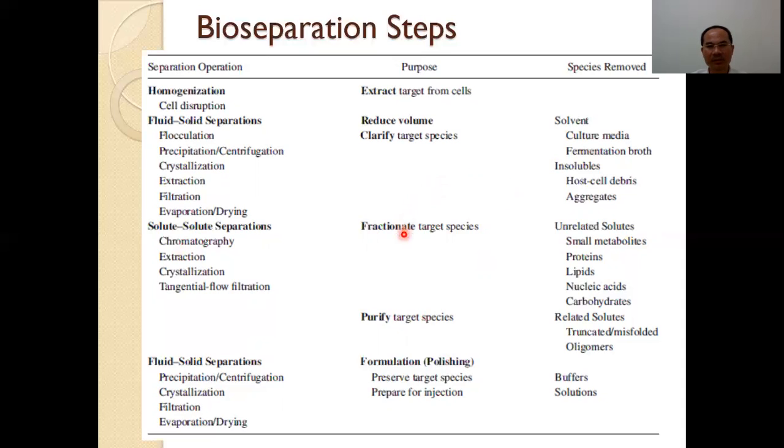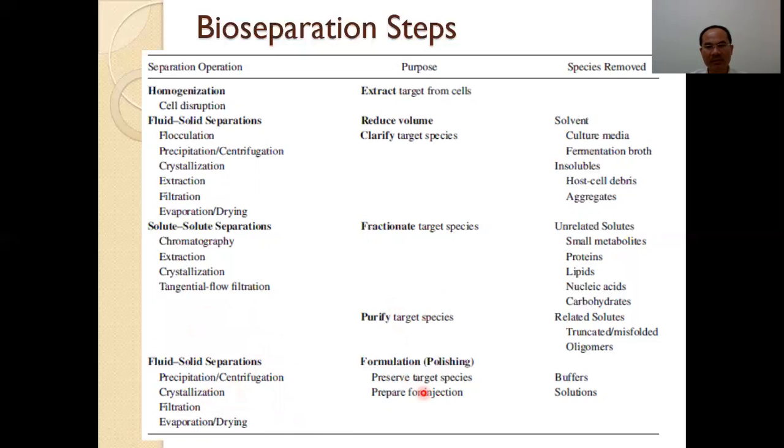Okay, the purpose is to fractionate, which means to separate into fractions or purify the target species. The next one is fluid-solid separation. In this case, it means we can separate a solid that is in the form of a solution. It is liquid, but in the liquid there are some substances dissolved. In this case, we can separate the solid by precipitation, crystallization, filtration, evaporation or drying.